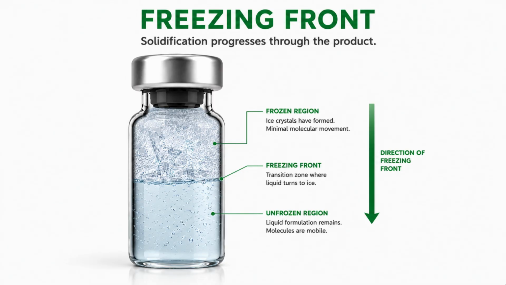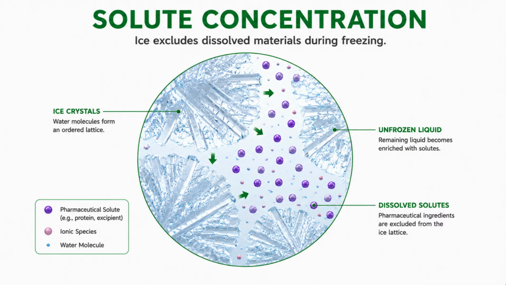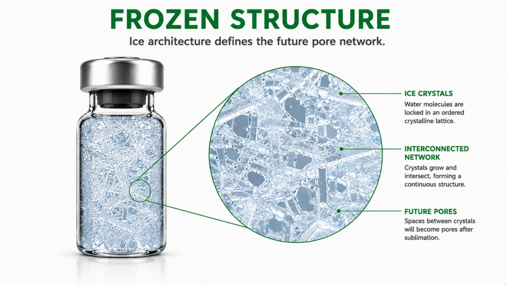As ice forms, the remaining unfrozen solution becomes increasingly concentrated with dissolved components. The arrangement of these ice crystals is extremely important. When the ice is removed during the next stage, the spaces it occupied become the pore network of the final lyophilized cake. In other words, the frozen structure created during this stage determines how the product will dry later.